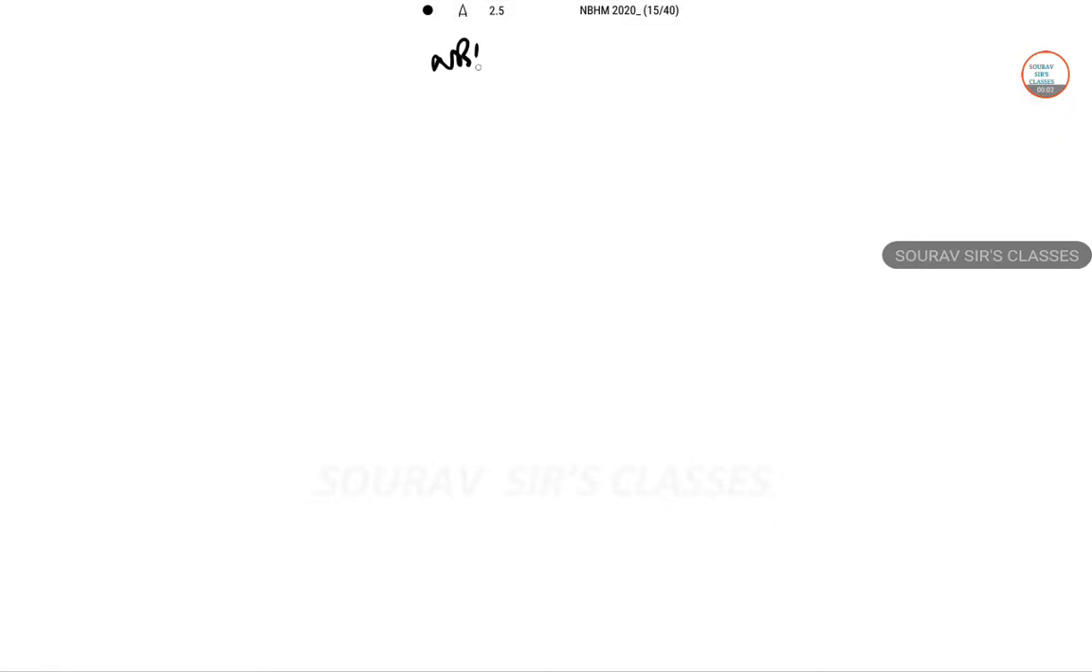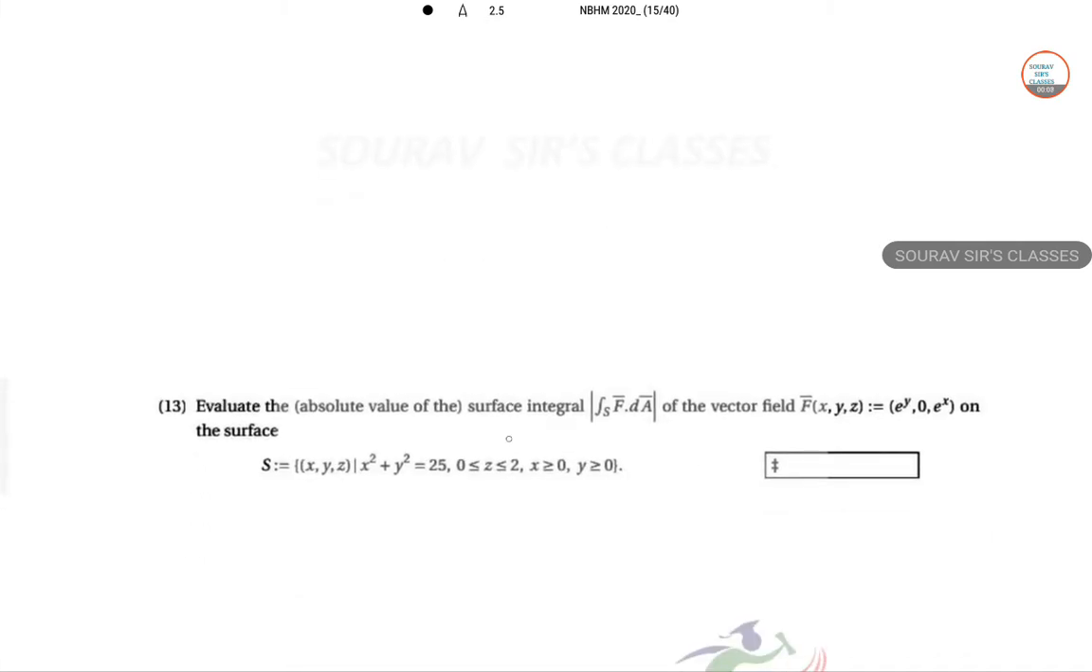This is NBHM 2020 PhD solution. So evaluate the surface integral of the vector field on the surface given like this. ठीक है, तो ये निकालना है.